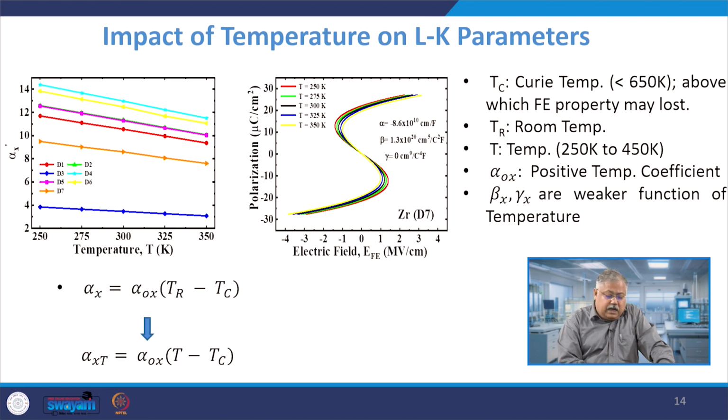Now let us look at the impact of temperature. That is a very important thing to look into: as the temperature changes, if you plot alpha x versus temperature, it starts to fall as you go to higher and higher temperature. As temperature goes on increasing, there is an almost linear fall in the value of alpha. That gets reflected onto the PE curve of a negative capacitance device. As you can see, as you go from 250 Kelvin to 350 Kelvin, the S curve becomes shorter and shorter. This is because your alpha value is going down drastically from a high value to a lower value.